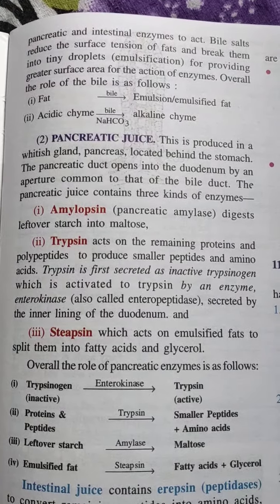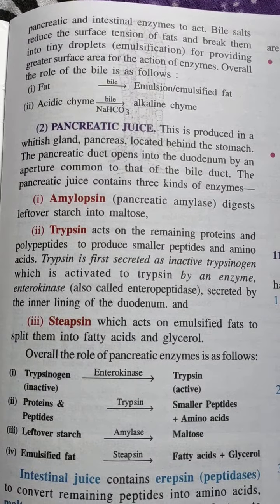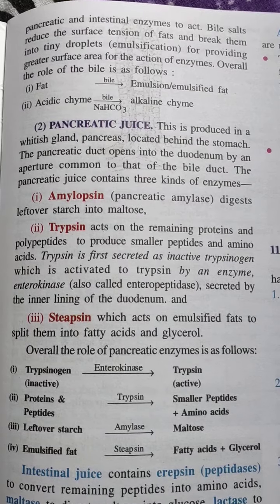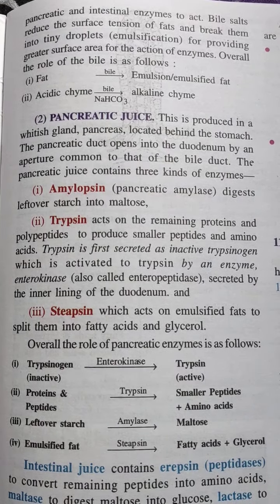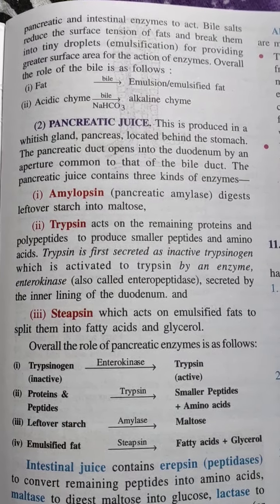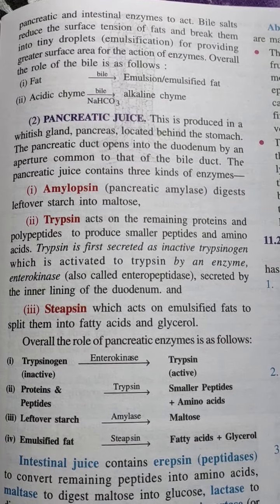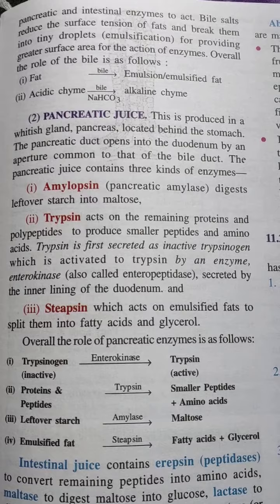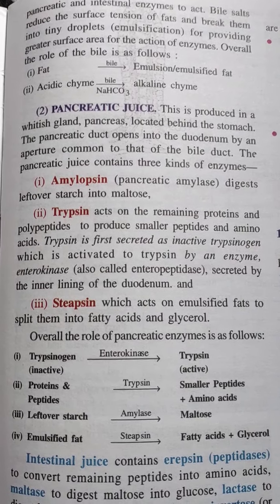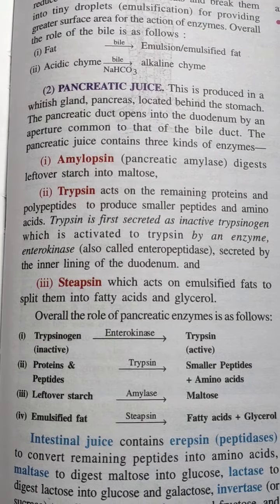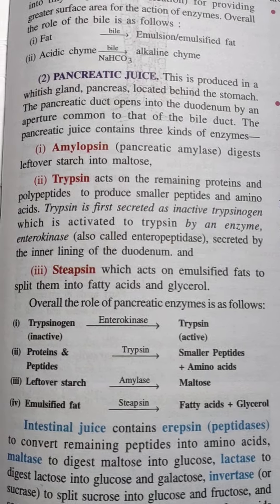Bile salts reduce the surface tension of fats and break them into tiny droplets. We call this process as emulsification. See the two reactions. Fat with the help of bile forming emulsified fat. Another one is acidic chyme with the help of bile and sodium bicarbonate forming alkaline chyme. Similarly, another digestive juice is the pancreatic juice. They have got three kinds of enzymes.